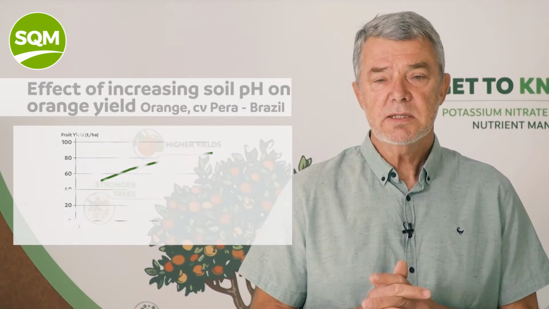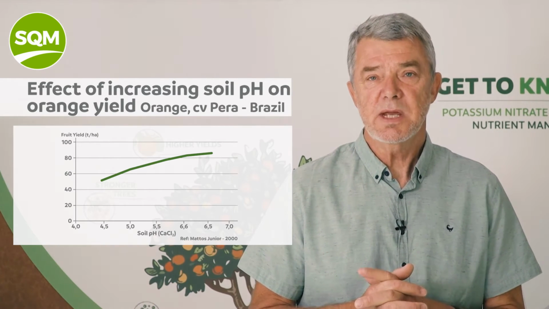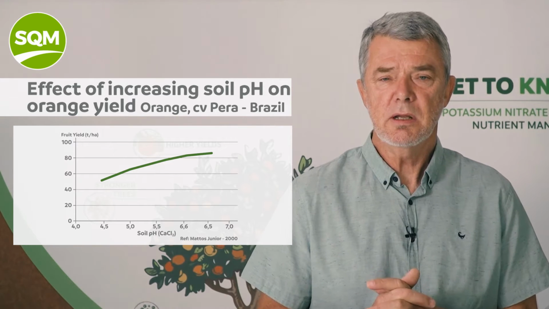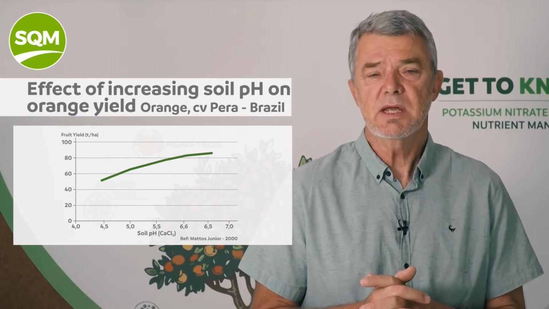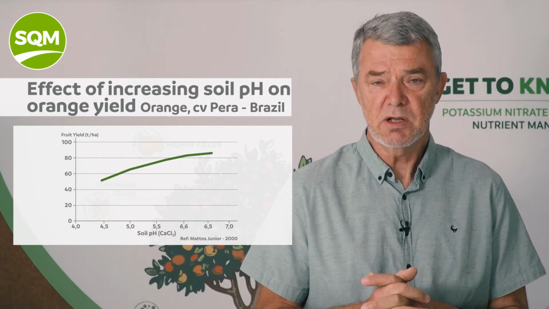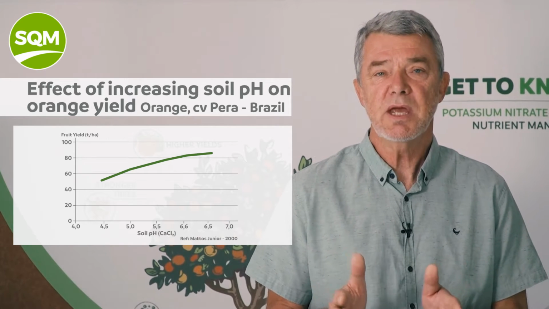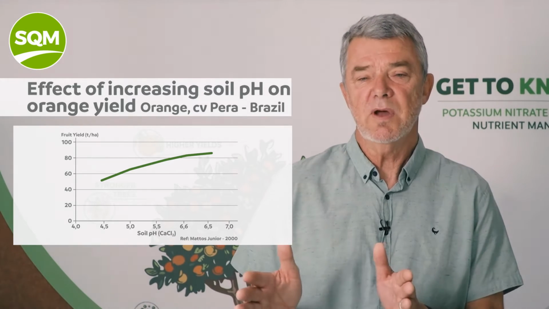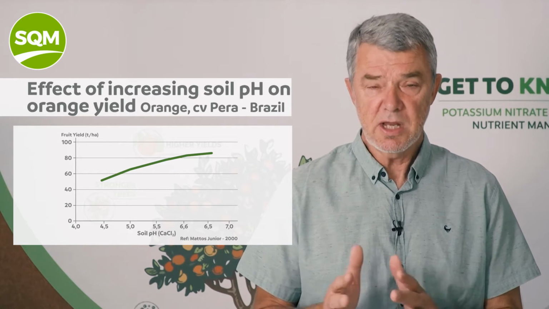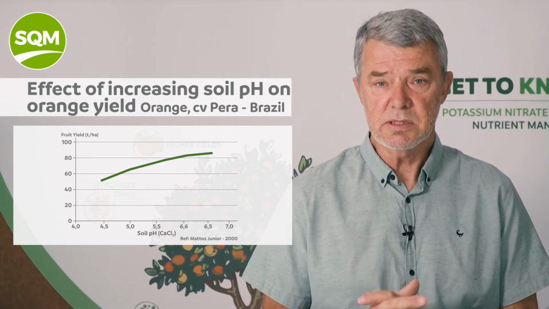The graph on the right, on the x-axis, is the pH scale measured in calcium chloride, and the tree yield in tons per hectare is shown on the y-axis. This was for oranges in Brazil, and you can see that as the pH increased from 4.5 to 6.5, the optimum pH was reached and the yield increased on a per hectare basis.